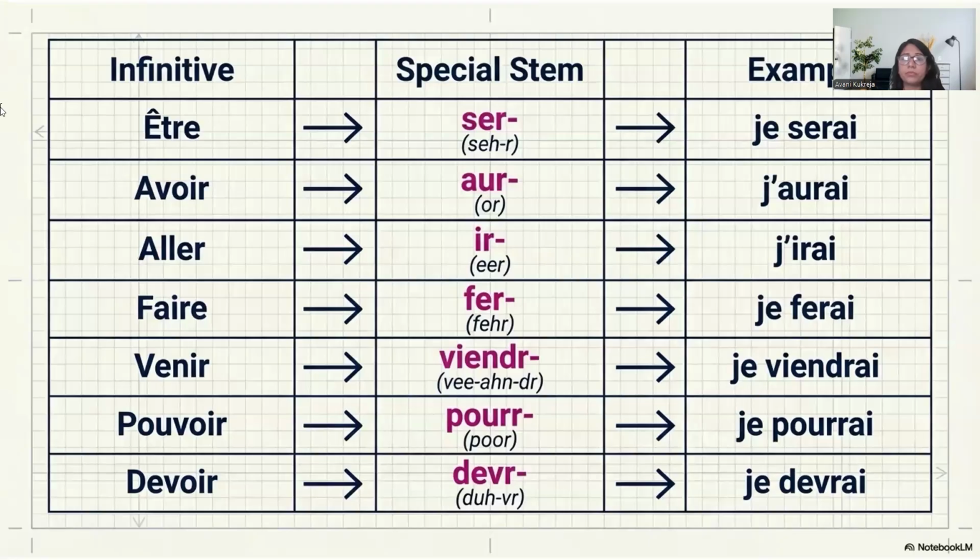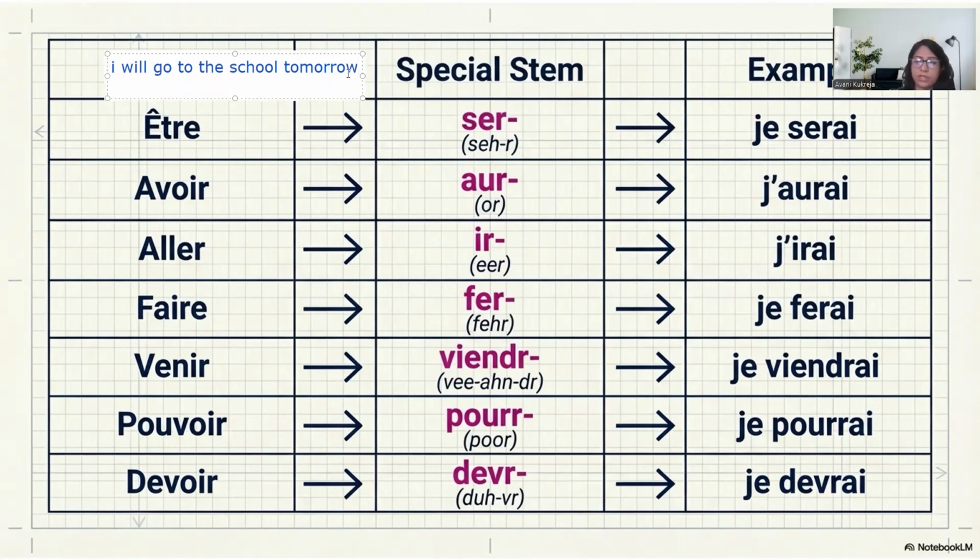All right. So let's make sentences. Let the first sentence be: I will go to the school tomorrow. How will we make the sentence in French? Everyone, I will go to the school tomorrow. Anyone would like to try? J'irai à l'école demain. J'irai. Very good. J'irai à l'école demain. Very good.